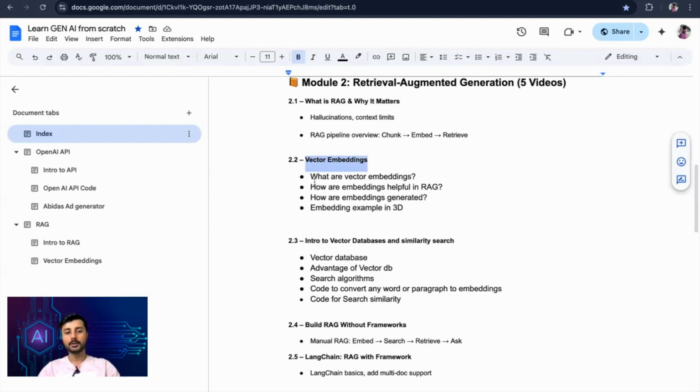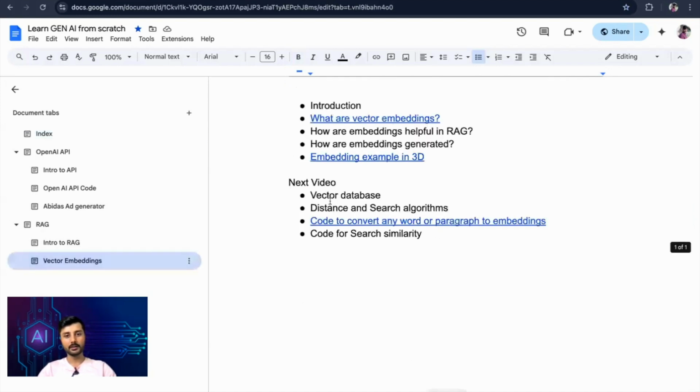So in this video, I will quickly go to the index. In this video, we are going to look at the introduction to vector embeddings. What are vector embeddings? How are vector embeddings helpful in RAG? And how are these embeddings generated? And then we'll also look at an example of a vector embedding in 3D. Okay, so I think now we can start the video.